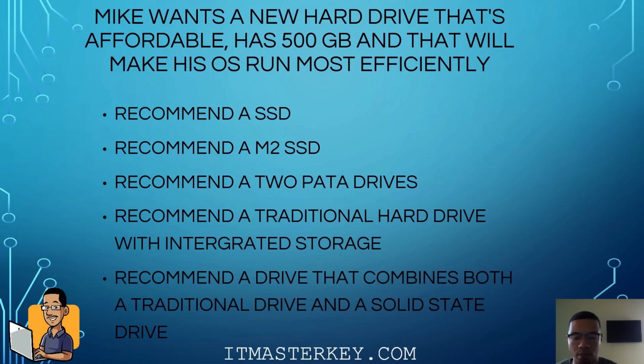Out of these options, it would be a hybrid drive. A hybrid drive combines both a traditional hard drive and a solid state drive, and a lot of times you can find them at a cheaper price than an SSD. The traditional hard drive is where you would store all the files, so you would have 500 gigabytes or a terabyte, however much that is. Where it says makes his OS run most efficiently, you would put your operating system on the solid state drive part, and that would make it run most efficiently. And like I said, it's usually more affordable than a traditional solid state drive.